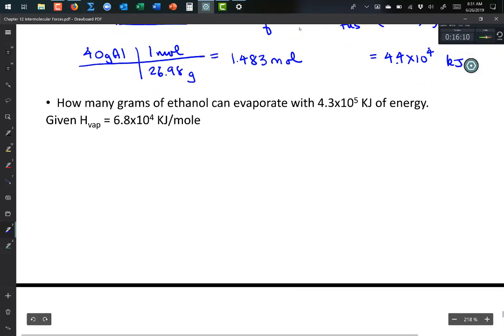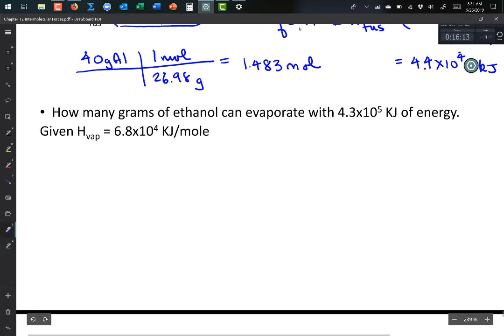All right, do this next problem. What are we looking for? We're looking for the grams of ethanol, and we're going to evaporate it. This is the kilojoules of energy we'll use, and this is the heat of vaporization. Again, the equation is Q is equal to n times delta H.